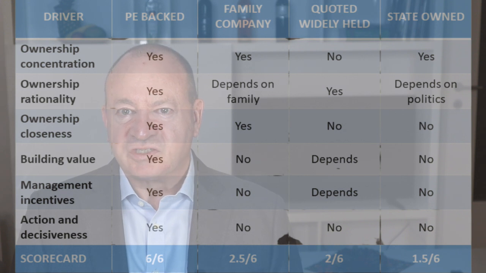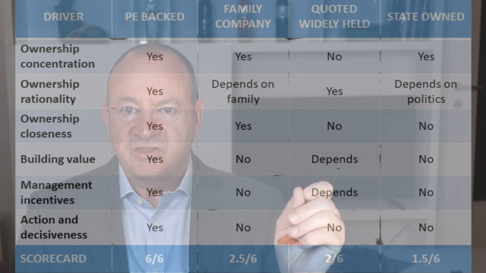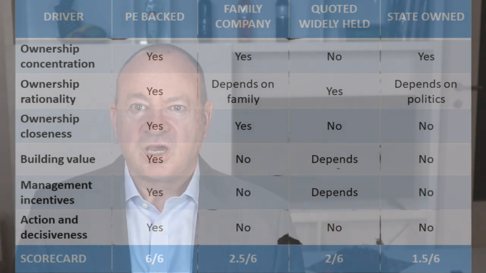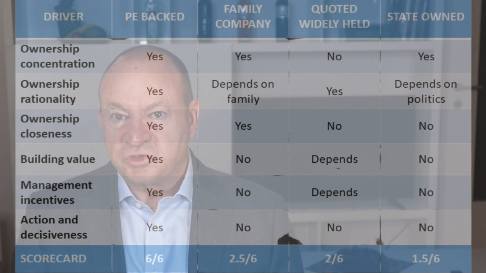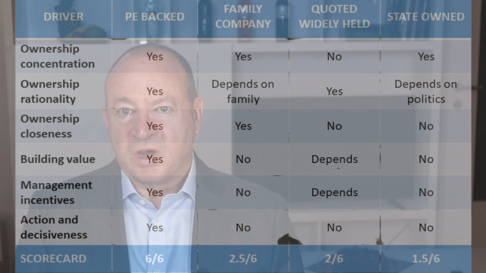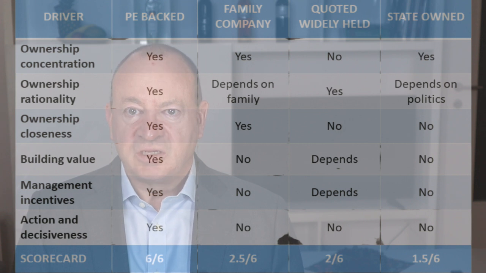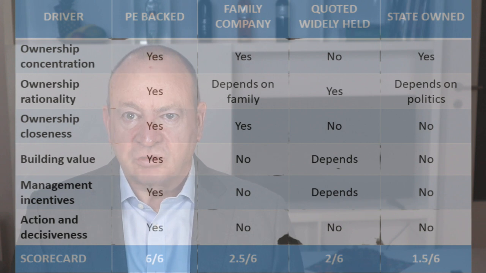Now, all these six factors, if it's a tick in the box, yes, that's a good thing for the company's governance and for its value. So if we do the scorecard now, private equity-backed companies score 6 out of 6. Family companies would score 2 to 3 out of 6. A quoted, widely held company would score 2 to 3 out of 6. A state-owned company would score 1 to 2 out of 6. So the governance models of these three types, family company, quoted, widely held, and state-owned, are intrinsically weaker than the private equity-backed model. And that goes towards explaining why private equity companies can often, in general, tend to be successful.